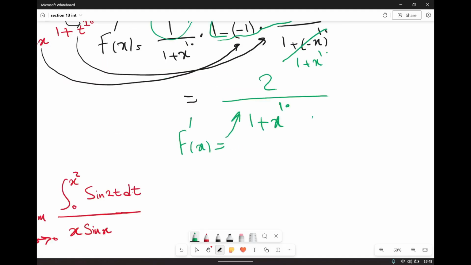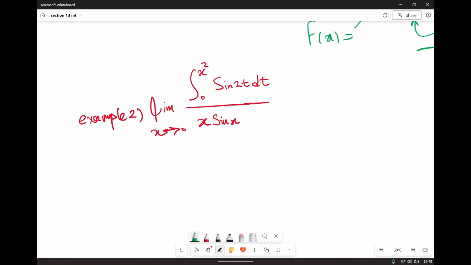We're going to calculate capital F prime of 0, yeah? I put the 0 in here and the answer is 2. Wow, it's such an important and powerful question. I'm sure nobody can solve this without this notion.